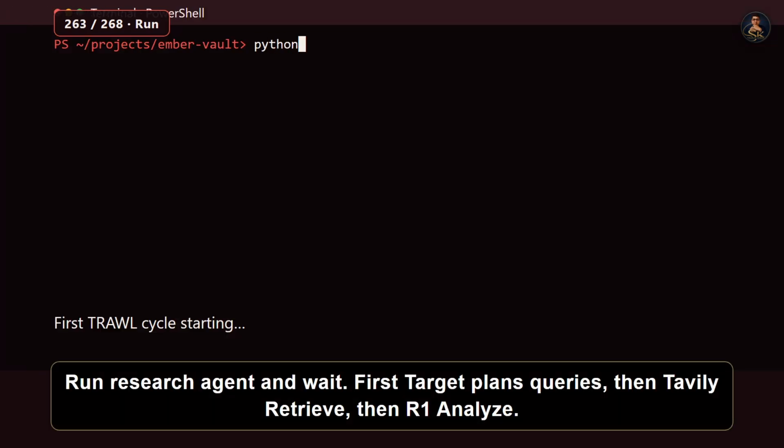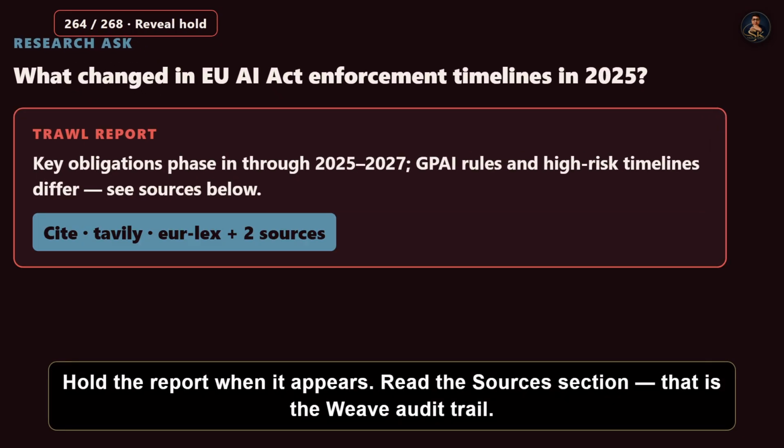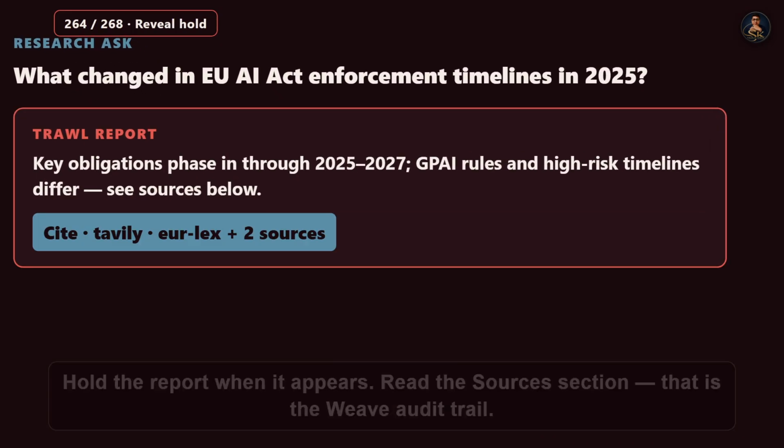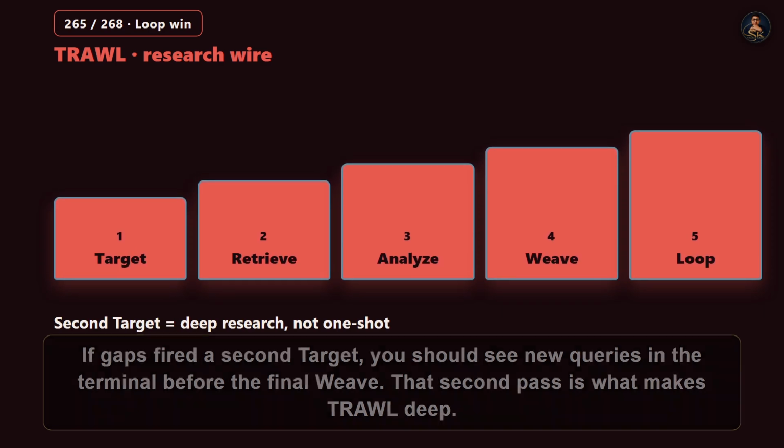Run research agent and wait. First target plans queries, then Tavily retrieve, then R1 analyze. Hold the report when it appears. Read the sources section. That is the weave audit trail. If gaps fired a second target, you should see new queries in the terminal before the final weave. That second pass is what makes TRAL deep.